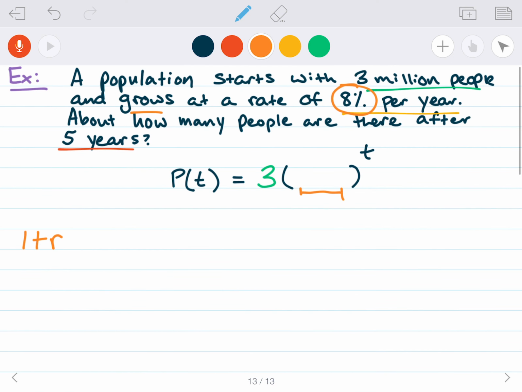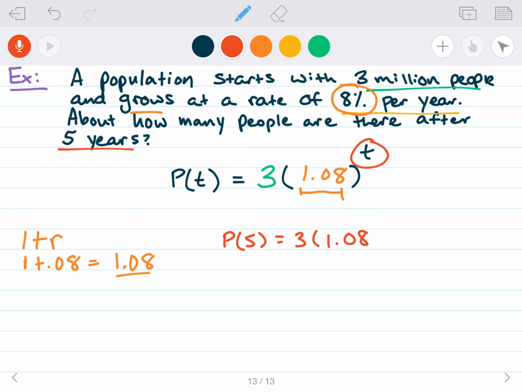All right, so let's figure out what the growth rate is. So we have 1 plus 0.08, and that's 1.08. So that is what is going to go inside here. All right. And so that is our model, and now we need to figure out how many people there are going to be after 5 years. So we need to plug 5 in for t. So P of 5 equals 3 times 1.08 to the 5th.